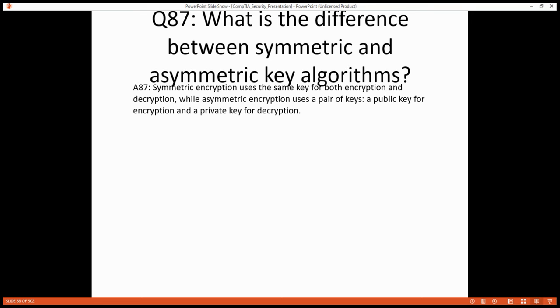Q87. What is the difference between symmetric and asymmetric key algorithms? A87. Symmetric encryption uses the same key for both encryption and decryption, while asymmetric encryption uses a pair of keys, a public key for encryption and a private key for decryption.